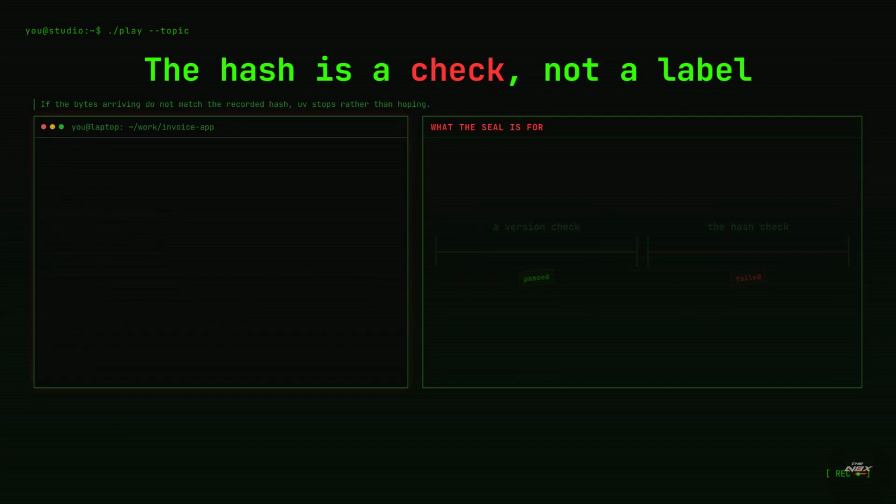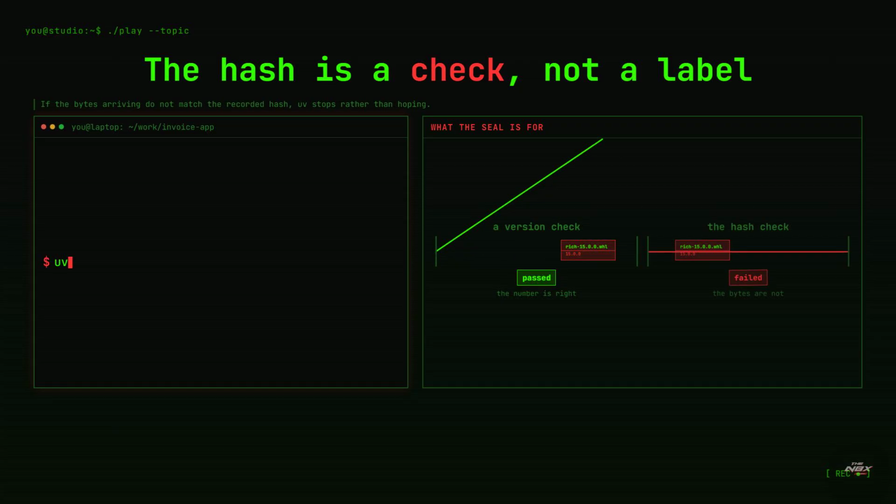Why does the difference matter? Because a version number can in principle be re-uploaded, and because any download can be corrupted or intercepted on the way. A hash catches both problems. If the bytes arriving don't match the recorded hash, uv refuses to install rather than hoping for the best.